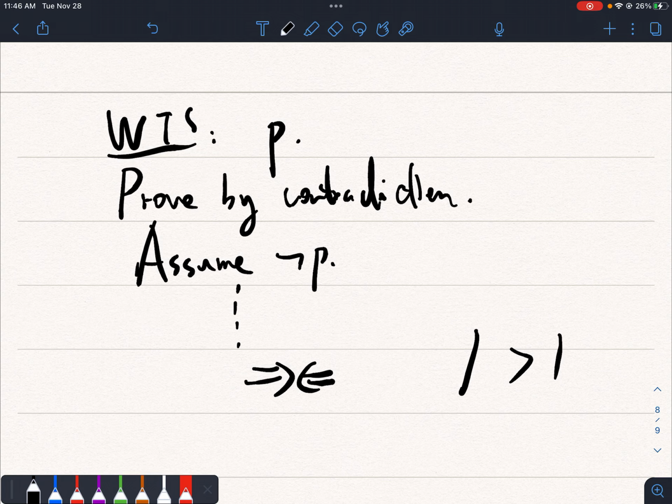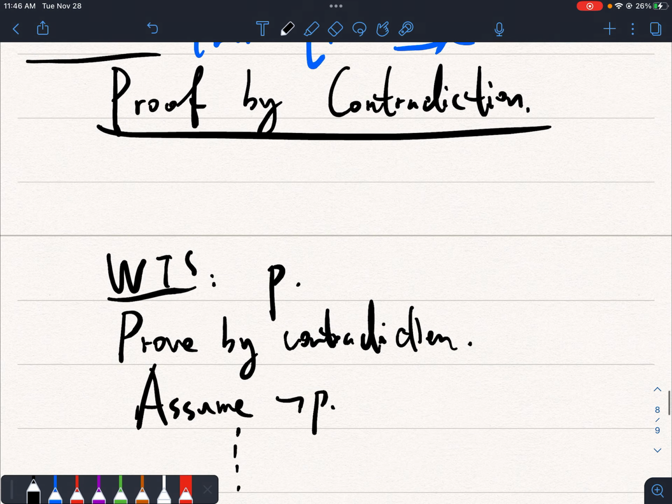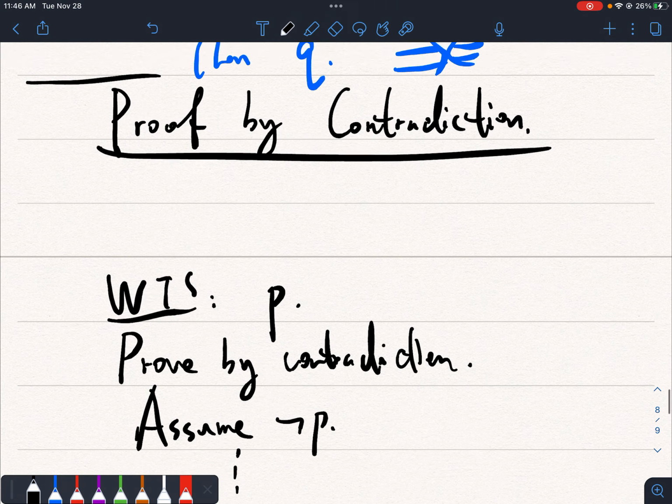But now you know that by some axiom, every statement has to be true or false, and it cannot be false, so it has to be true. So this concludes the proof. So this idea is called proof by contradiction.